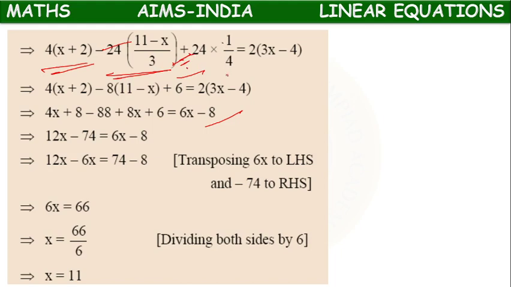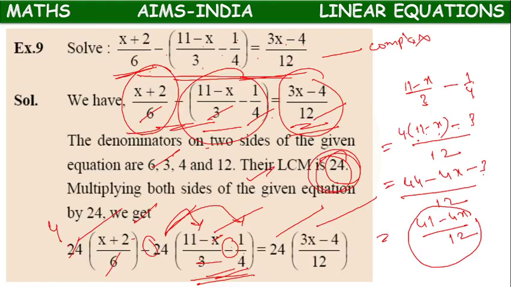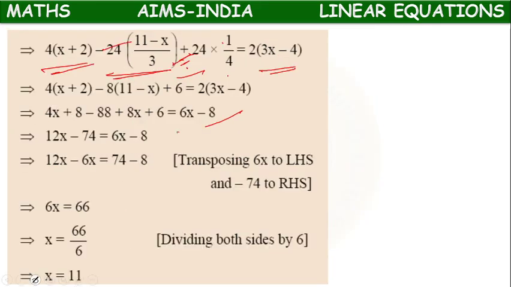24 into 1 by 4. This is separate. On the right side, what happened? On the right hand side, the denominator is 12. 12 times 2 is 24. So 2 into 3x minus 4. Like that they have separated.